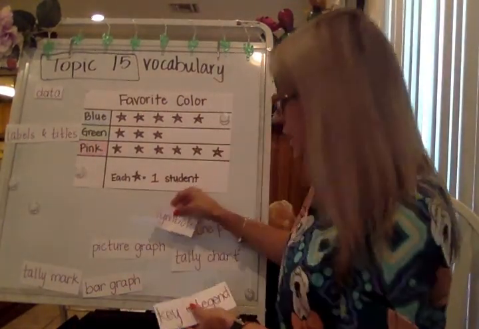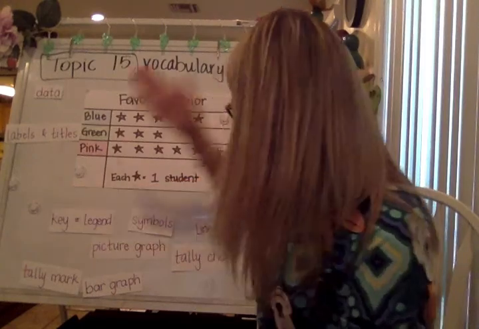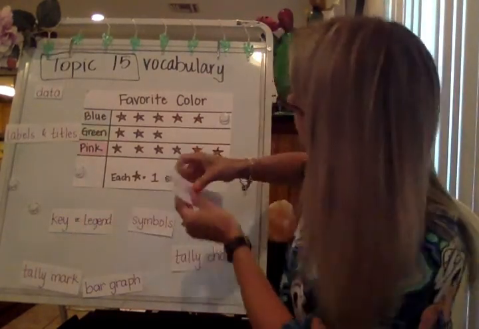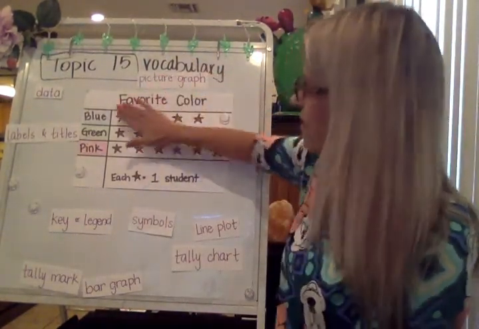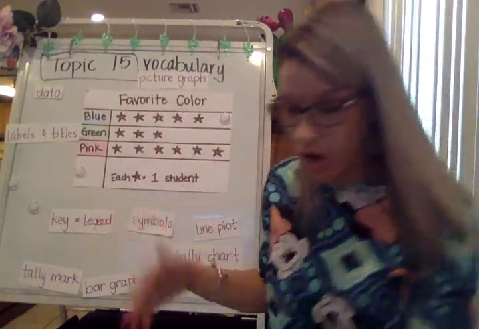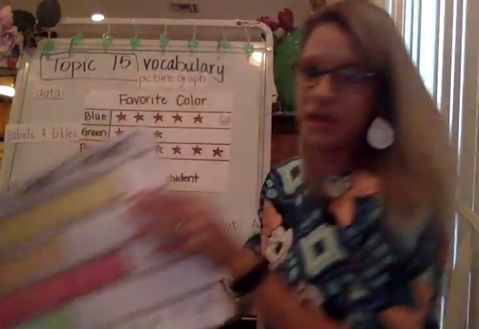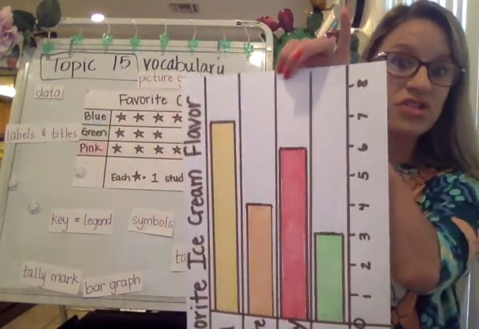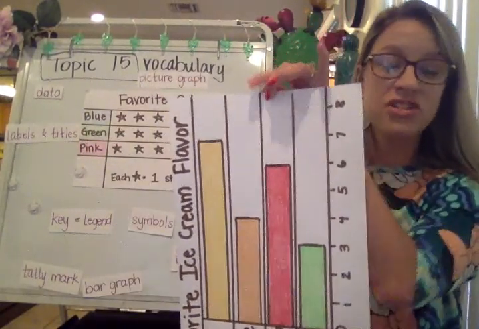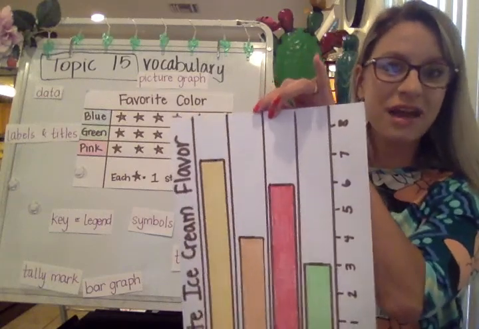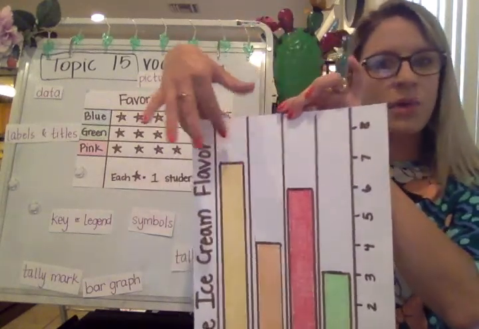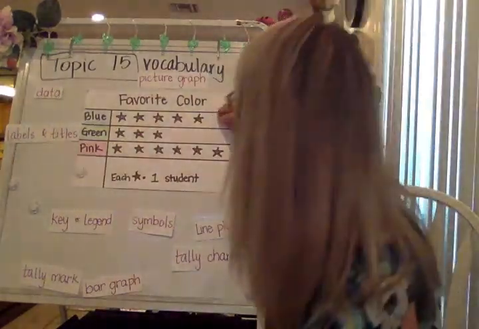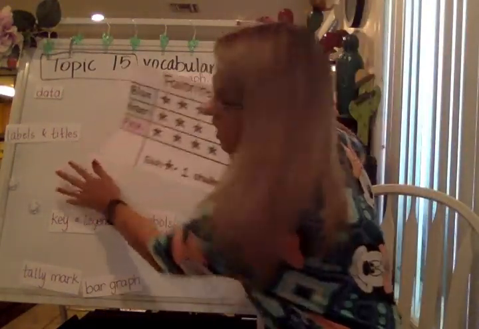So this is, again, the picture graph. The picture graph has different pictures. The bar graph is the one that has these long bars. Sometimes you might see the bars go this direction as well. And that's okay. It just depends on whoever created that graph and how they wanted it to be. But the title would always go at the top. So this is the picture graph of favorite colors.